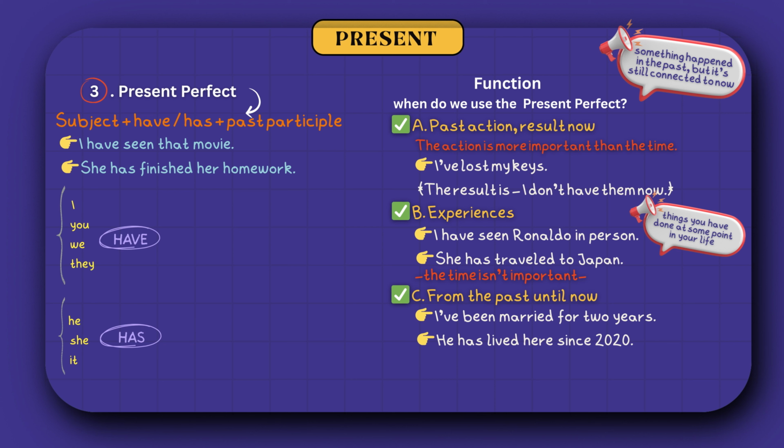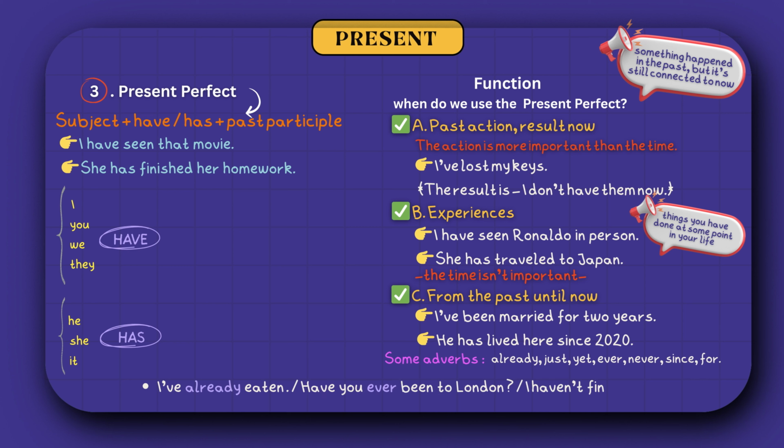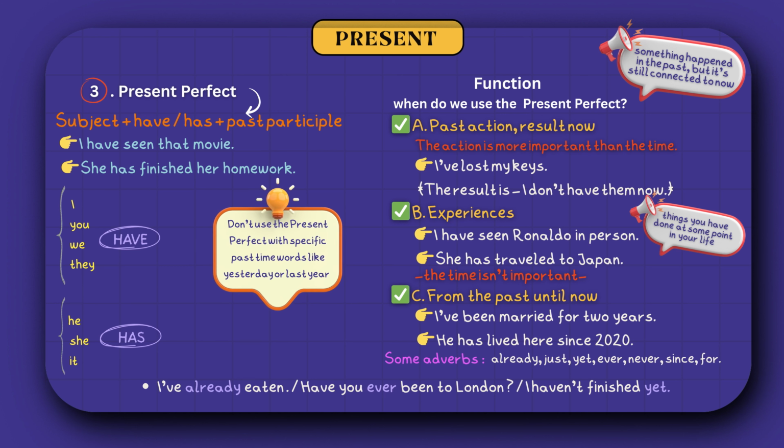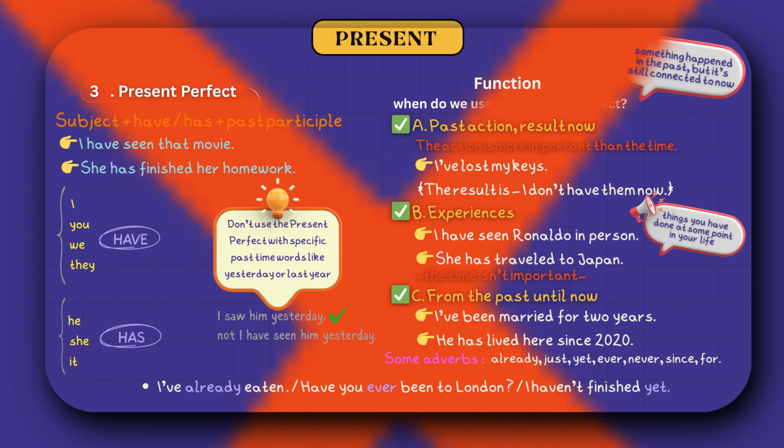Common adverbs. Some adverbs go very often with this tense: already, just, yet, ever, never, since, for. For example, I've already eaten. Have you ever been to London? I haven't finished yet. Quick tip, don't use the present perfect with specific past time words like yesterday or last year. Use the past simple for that. We say, I saw him yesterday, not I have seen him yesterday.